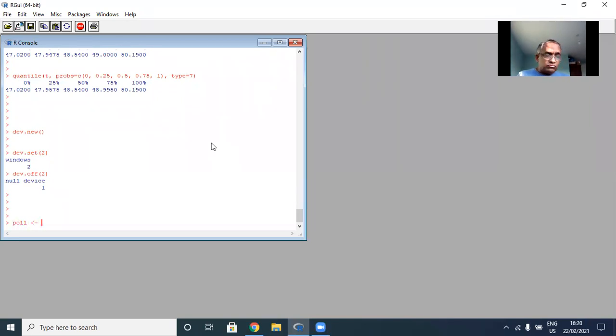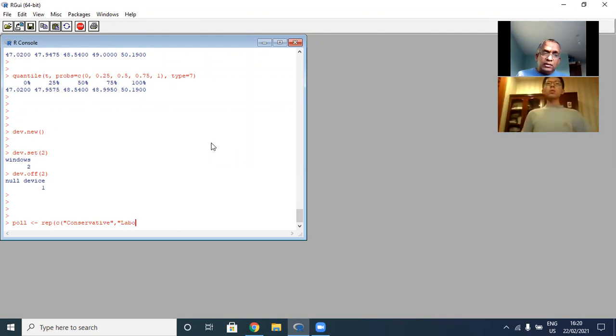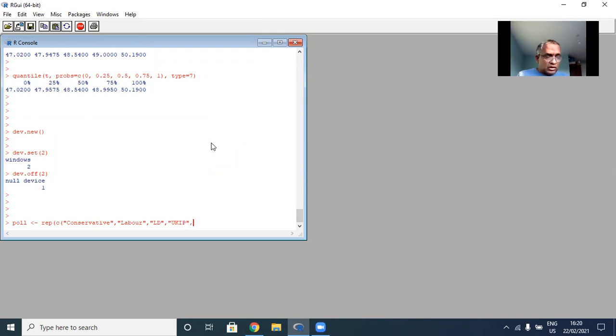Now suppose, let me create an object called Paul. I think I did this in the last tutorial. Paul is an object containing the names of the parties: Conservative, Labor, Liberal Democrats, UKIP, and other. Okay, these are the 5 parties. I'm going to repeat them.